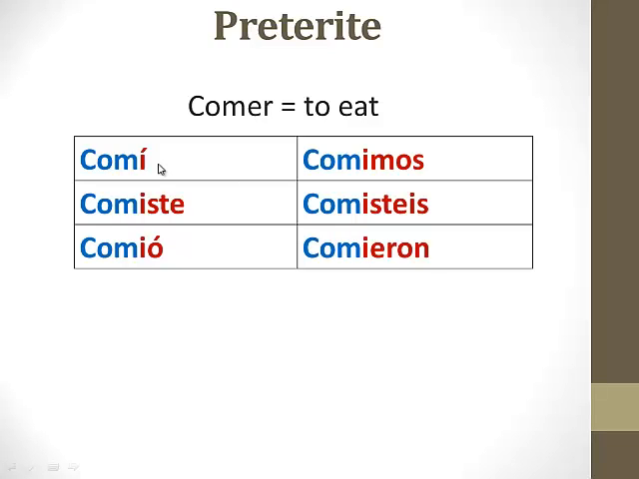I ate, comí. You ate, comiste. He, she, or you formal ate, comió. We ate, comimos. You all ate, Spain, comisteis. They ate, comieron. Again, notice that two forms do carry an accent, and you need to put your stress on the right syllable. Comí, comió.